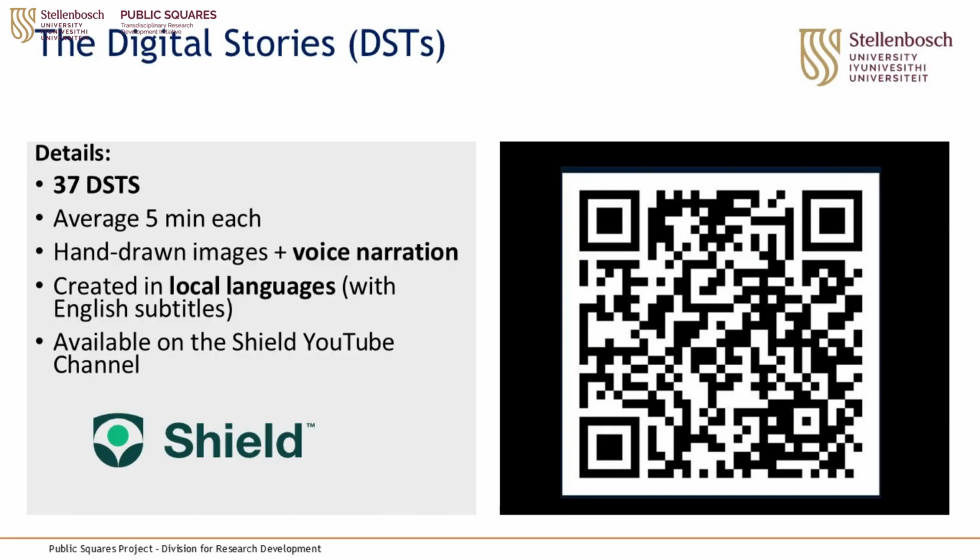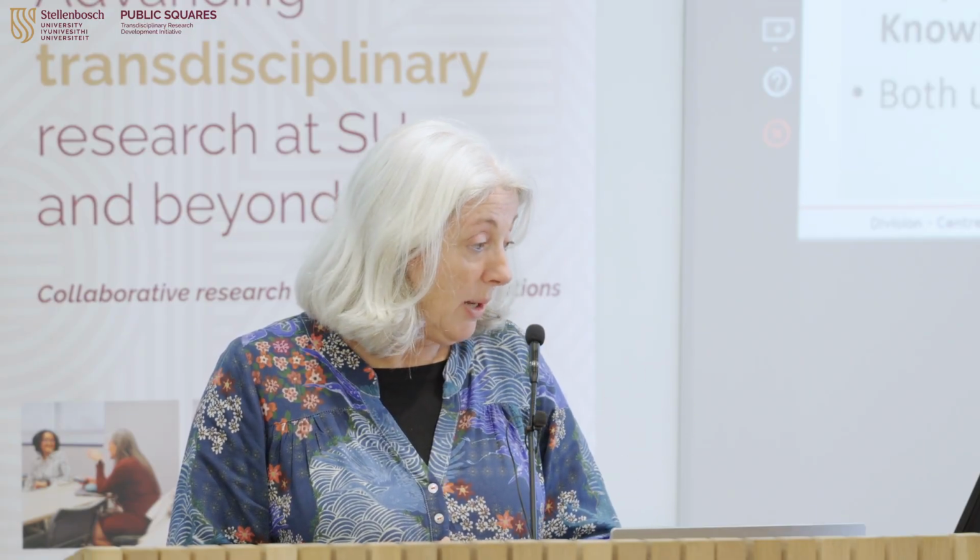So there were 37 digital stories that were made across the 4 country contexts. These films are an average of 5 minutes each in duration. They contain hand-drawn images that were made by the community-based co-researchers, and they were all created in a local language. So we're working with 5 different languages across these different contexts and stories. And so they're all available on the Shield website via the YouTube channel, and you can use that QR code if you want to go onto that website and watch those stories.